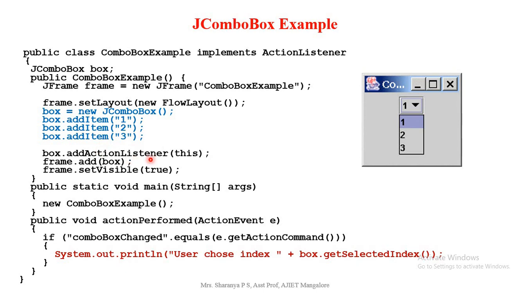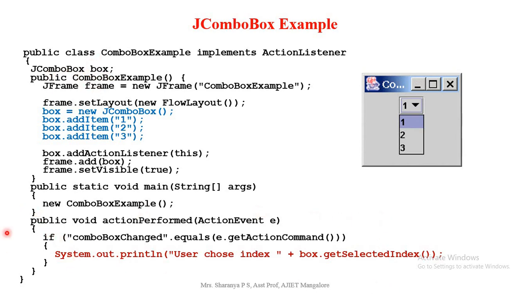Next, we register addActionListener with the current object which we have created, that is the JComboBox. Next, we add this onto the frame and set the visibility to true. Inside the main function, we have just created the object of the constructor that we have created.